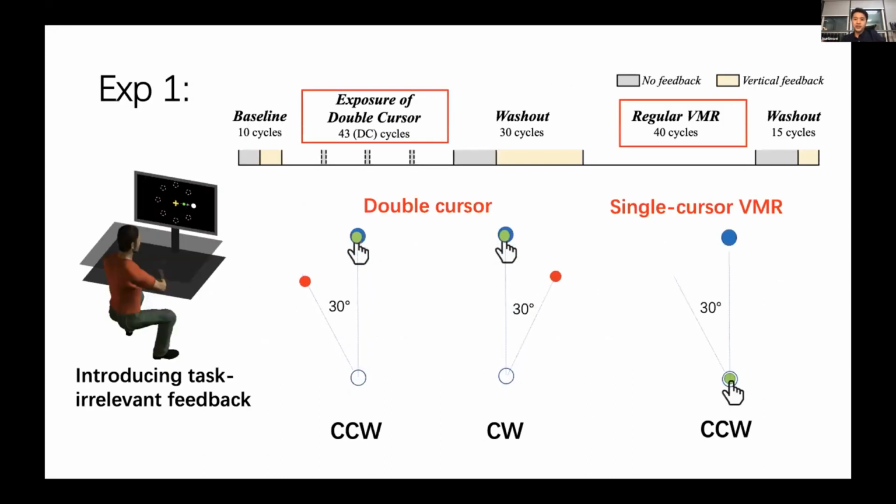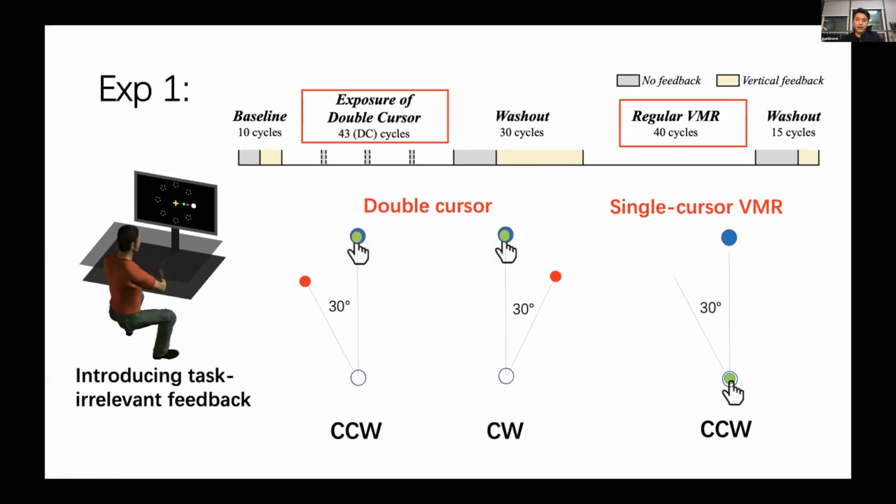So what I do is introduce a so-called double cursor instead of a single cursor. Your hand is moving the green cursor forward, but there is a task-irrelevant cursor, which is the red cursor. The red cursor always goes, say, 30 degrees clockwise or counterclockwise to your hand cursor. So instead of using error clamp, you can control the green cursor to hit the target all the time. So I call it double cursor, and the red cursor is the irrelevant feedback. I ask you to ignore it. And once you are exposed to this double cursor, I can ask you to learn a regular visuomotor rotation.